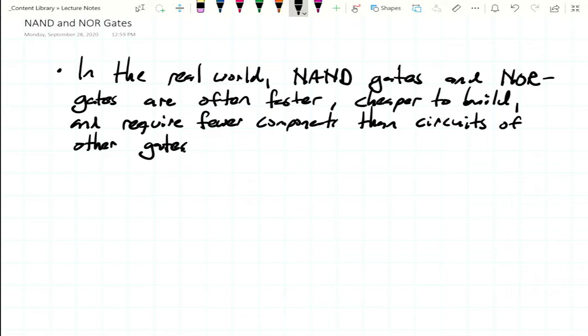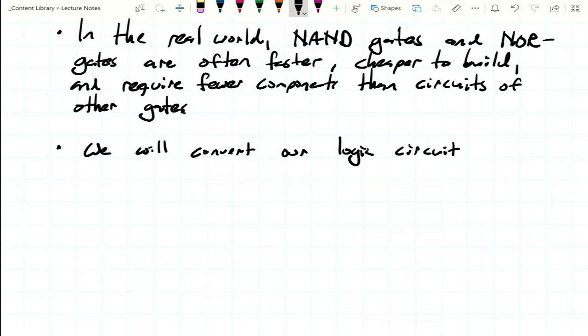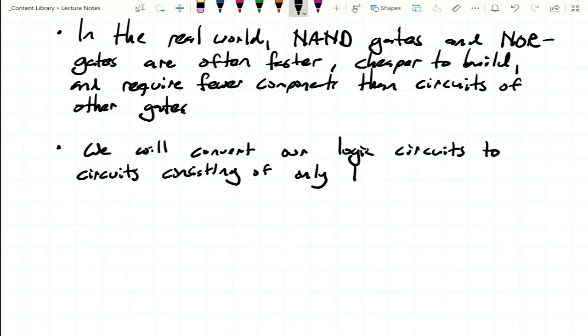So consequently, we will convert our logic circuits to circuits consisting of only NAND gates or NOR gates.